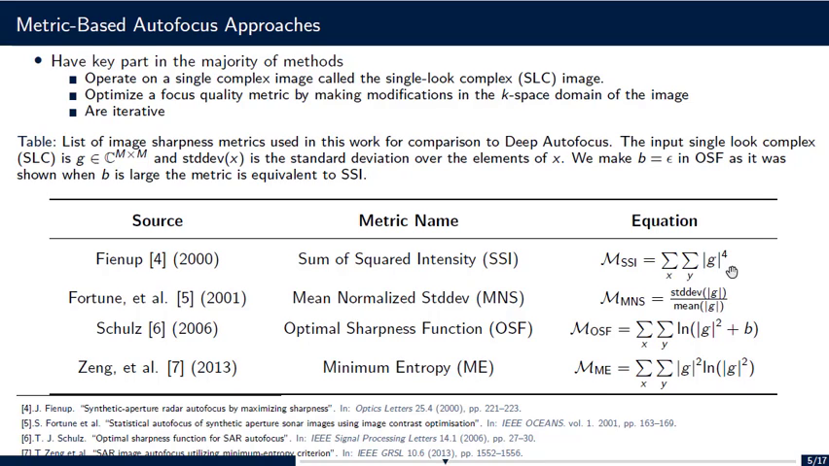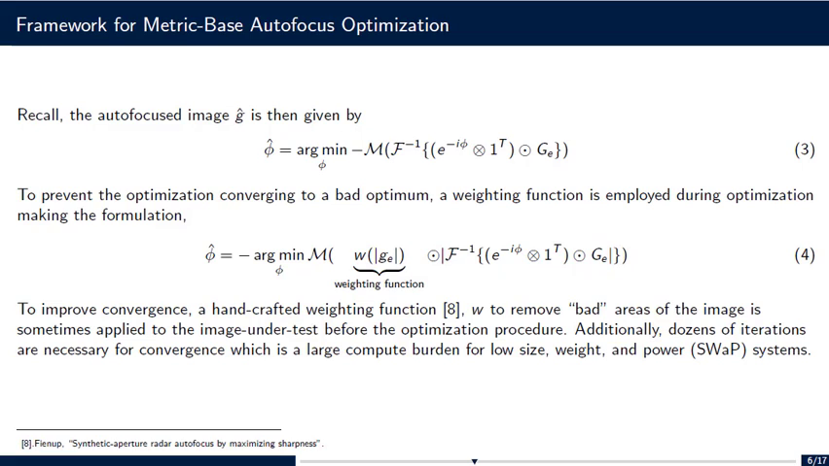We found that there are 4 common metrics often used in the literature: FINUP, sum of squared intensity, Steve Fortune's mean normalized standard deviation, which was used for SAS autofocus incidentally, Schultz's optimal sharpness function, and minimum entropy, which we see lots of uses as a prior in the optimization of many image and signal processing problems.